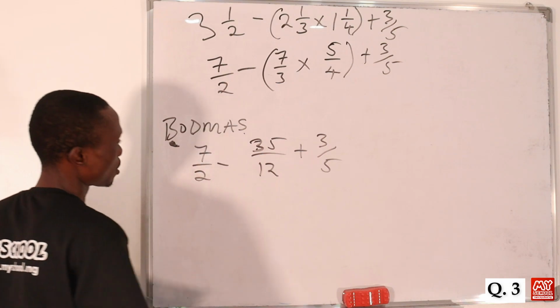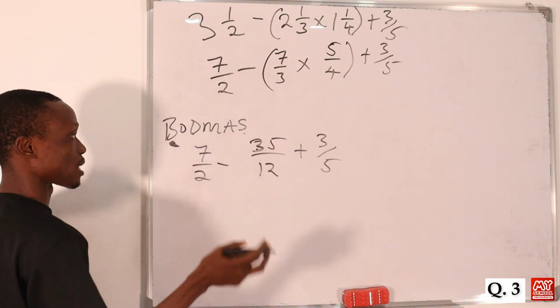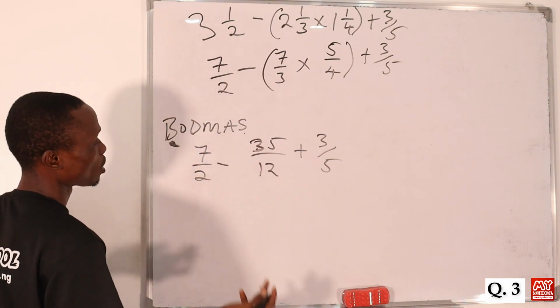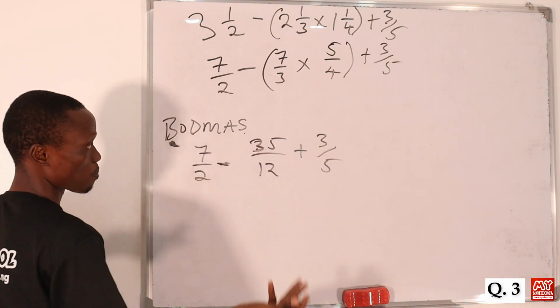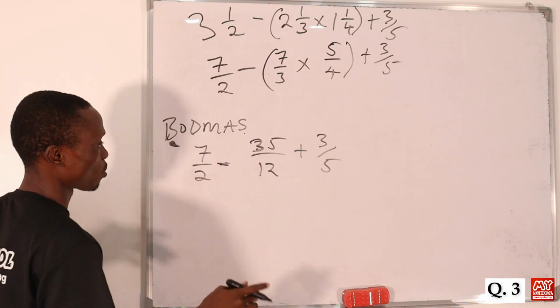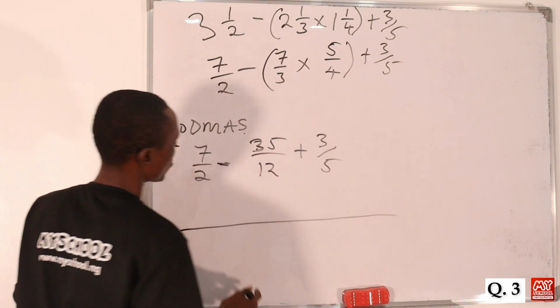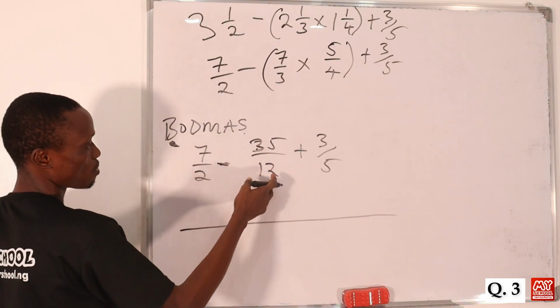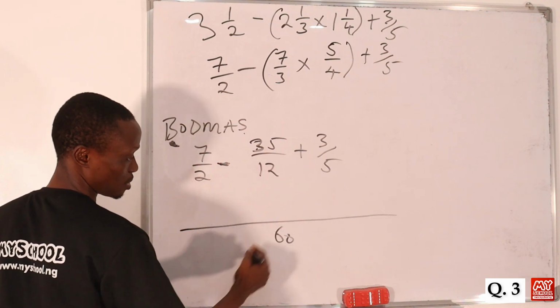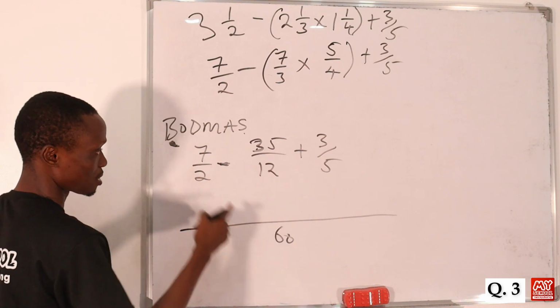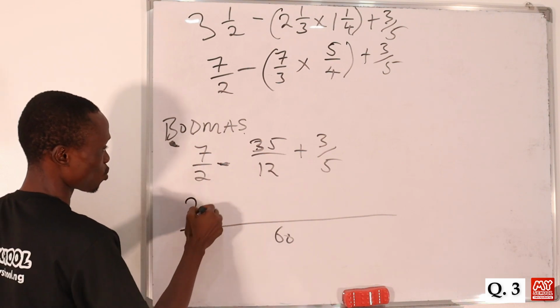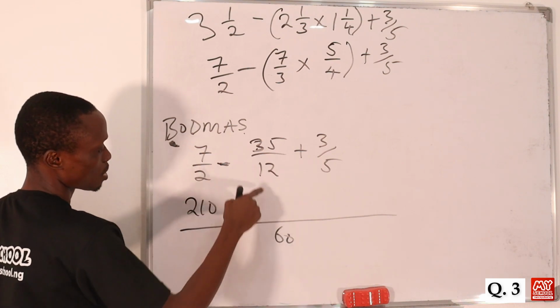then plus 3 over 5. Okay, so here we can just subtract, or you can as well decide to first of all deal with the addition part before you deal with the subtraction part. But whichever way, your answer will still be correct. So let's just go straight. The LCM of 2, 12, and 5 is actually 60. So 2 into 60 is going to give us 30. Then 30 times 7 is 210. Then minus, now here we have 12.